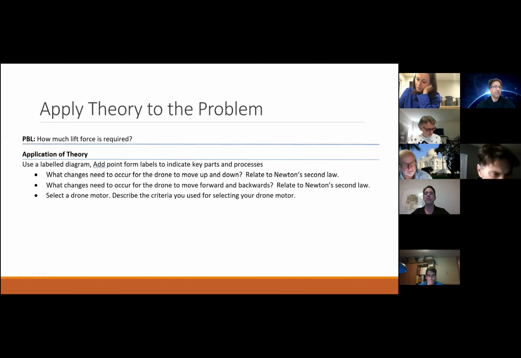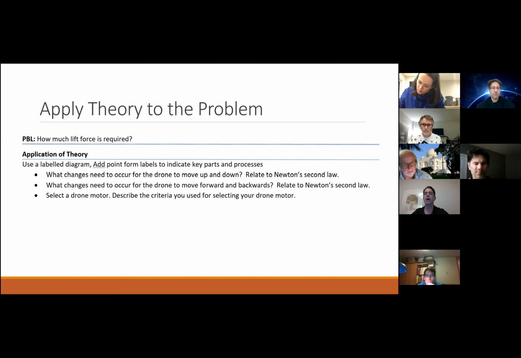The third thing I do is I add our application of theory. So generally with these tasks, I like to try to keep what the students need to do fairly, not task overload, but I want to give them a few application questions just so it really gets to how the theory applies to the problem.